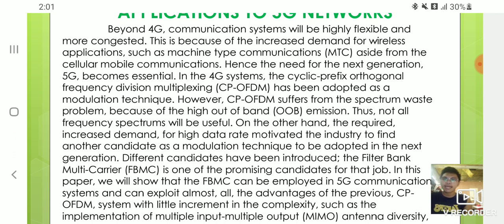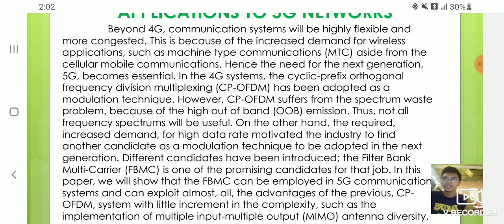In the 4G systems, the cyclic prefix orthogonal frequency division multiplexing, or CP-OFDM, has been adopted as a modulation technique. However, CP-OFDM suffers from the spectrum waste problem because of the high out-of-band, or OOB, emission. Thus, not all frequency spectrums will be useful. On the other hand, the increased demand for high data rate motivated the industry to find another candidate as a modulation technique to be adopted in the next generation.